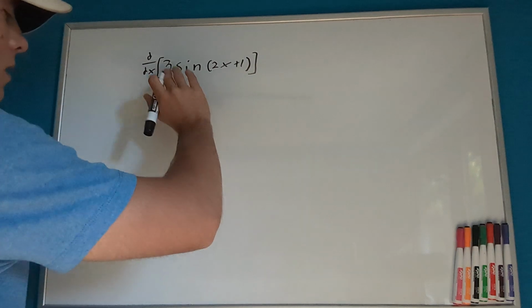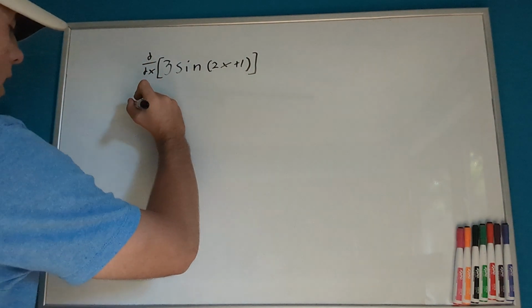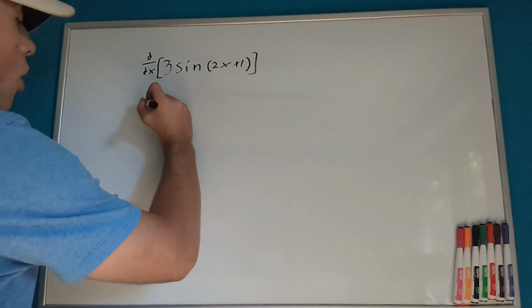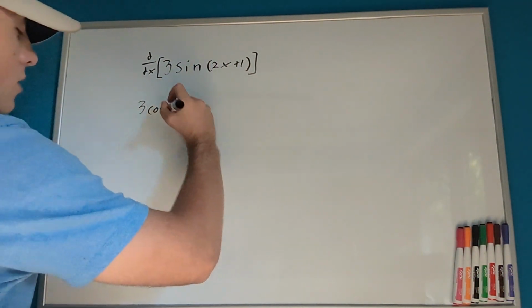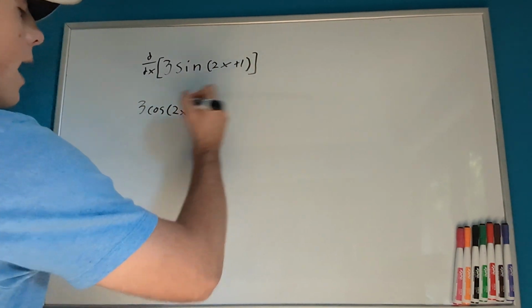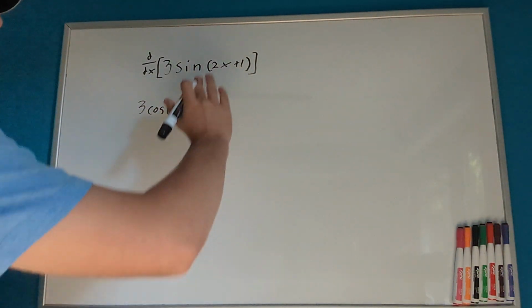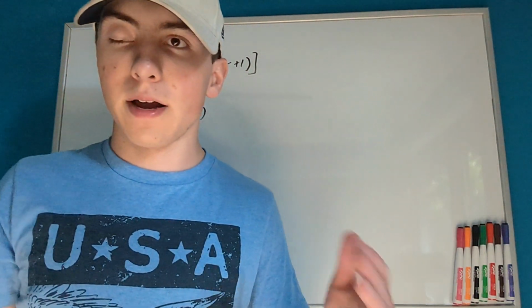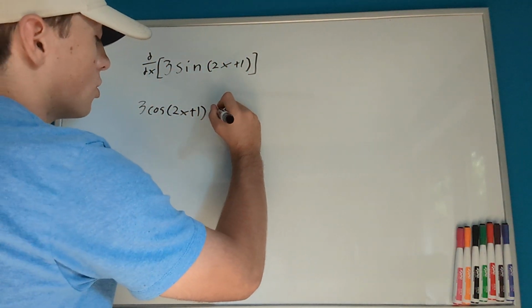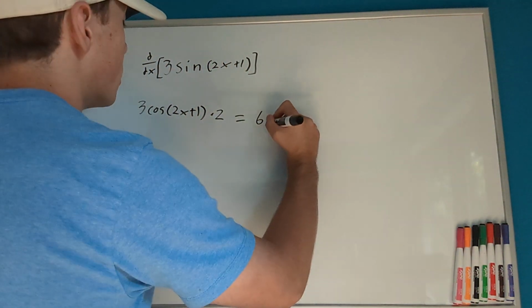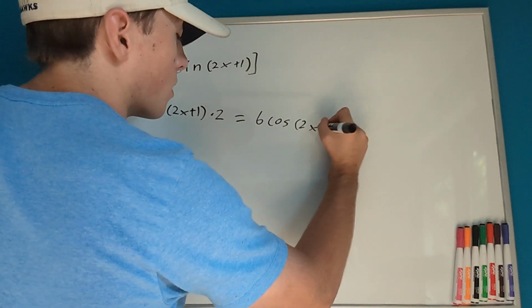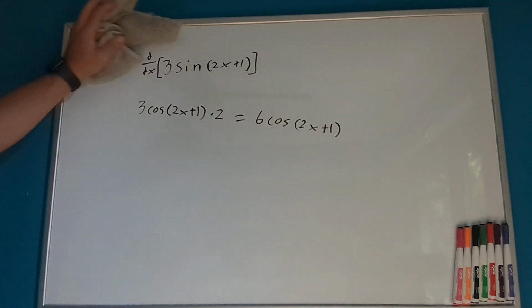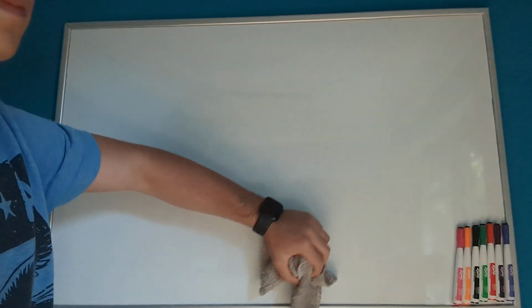So 3 is going to stay, all right? So then we also have the derivative of sine is cosine, all right? And we can't have cosine of nothing, so it's going to be 2x plus 1. And then we take what's inside here, we take the derivative of that and multiply it by this. Well, the derivative of 2x plus 1, all right, is just 2. So multiply times 2, right? So this whole thing equals 6 cosine of 2x plus 1. Okay?